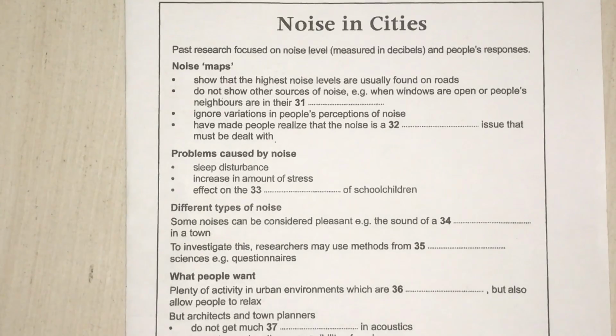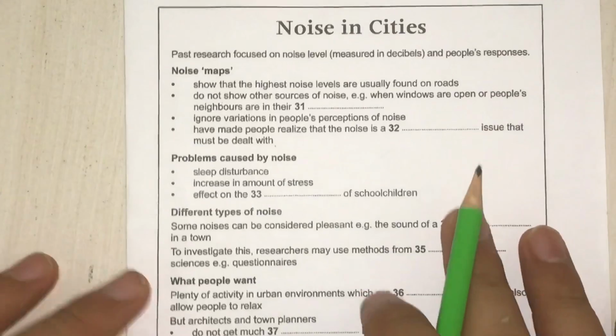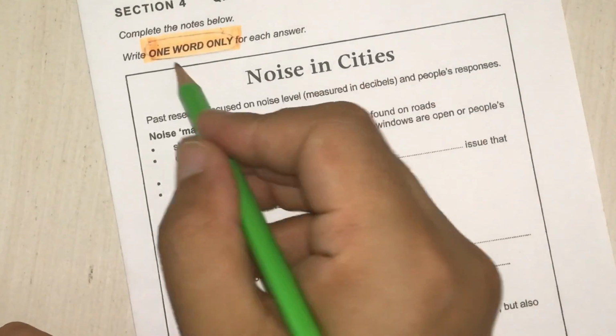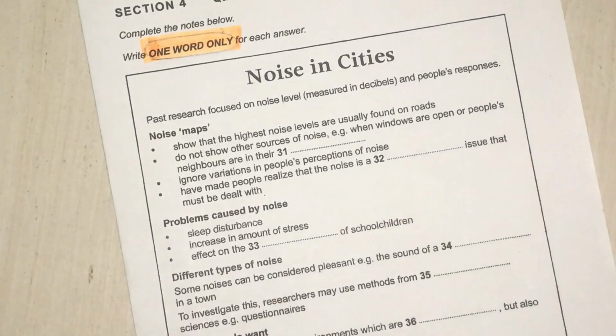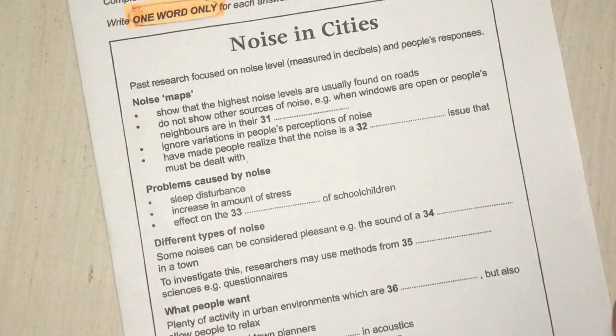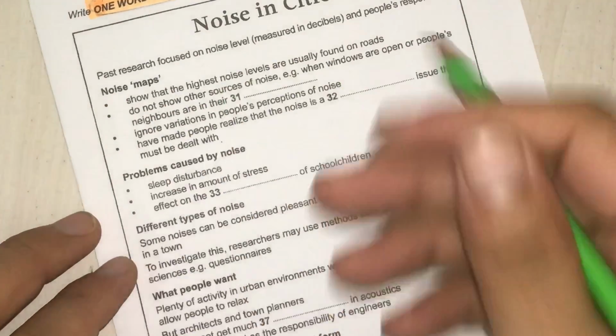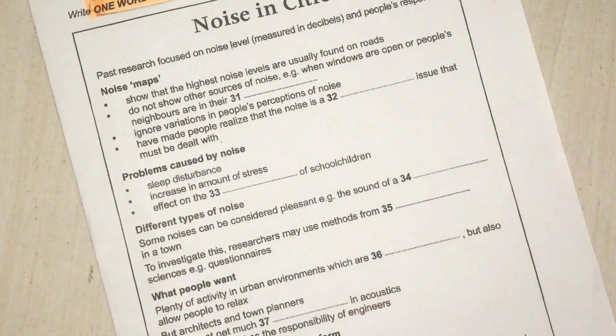Today I'll try to explain as simply as possible using this example. As you can see, I already marked this one: one word only. If you write more than one word, it's considered incorrect. So let's get started without further ado. As you can see, we will have 30 seconds before we start.